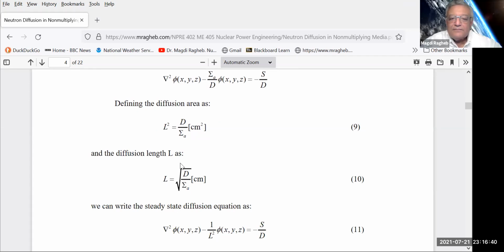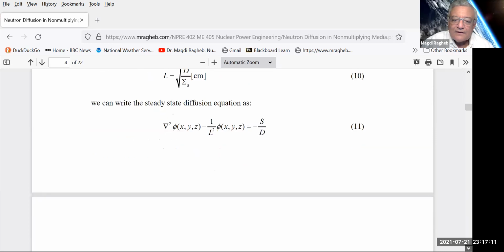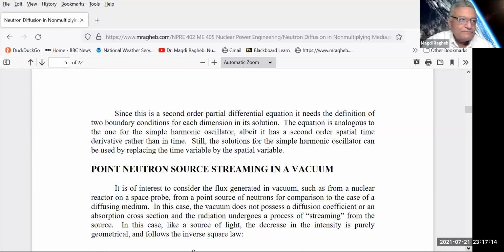This has a physical meaning: it is a distance traveled by a neutron in a medium from the time it is born in the source to the time where it is either absorbed or leaks out of the system. So we can rewrite the Helmholtz equation now, for neutrons, in an even simpler shape. Del square phi of x, y, and z minus phi over L squared is equal to minus S over D. S is the source and D is the diffusion coefficient. And at that point, we may like to stop and see what kind of solutions we can get to that differential equation.